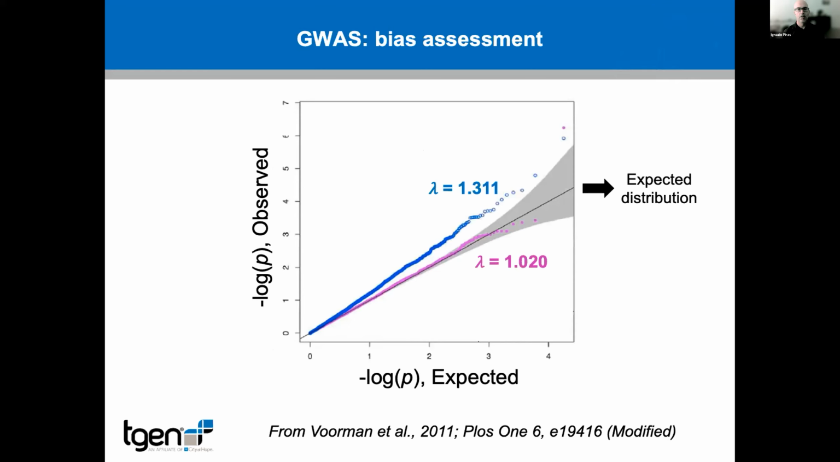This is an example of a QQ plot. We see the expected distribution, it's the black line. The blue distribution is very far from the expected distribution. In fact, the lambda is far from 1, it's 1.3. The magenta distribution is instead closer to the expected distribution, and accordingly, the lambda is 1.02. Usually an acceptable value of lambda should be smaller than 1.1, and 1.05 is better. So if we have high values of inflation, probably we need to remove outliers or do a different SNP filtering.